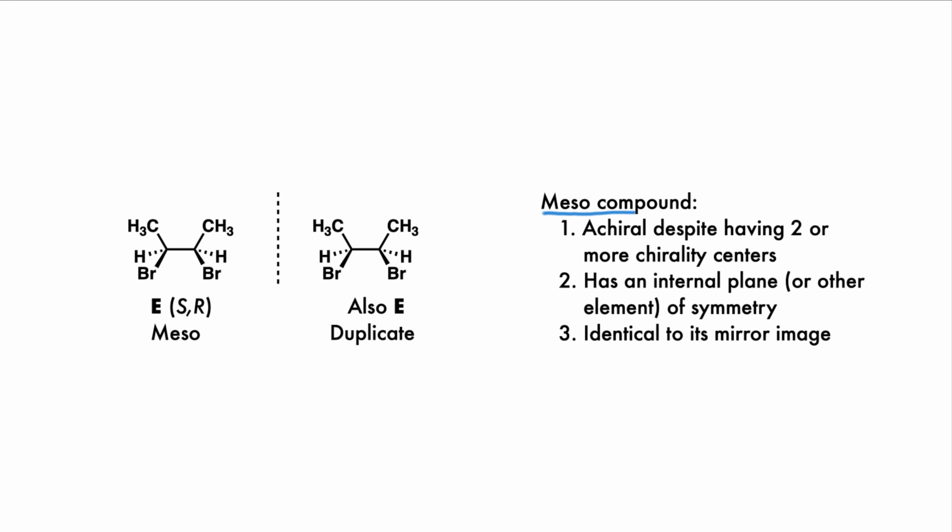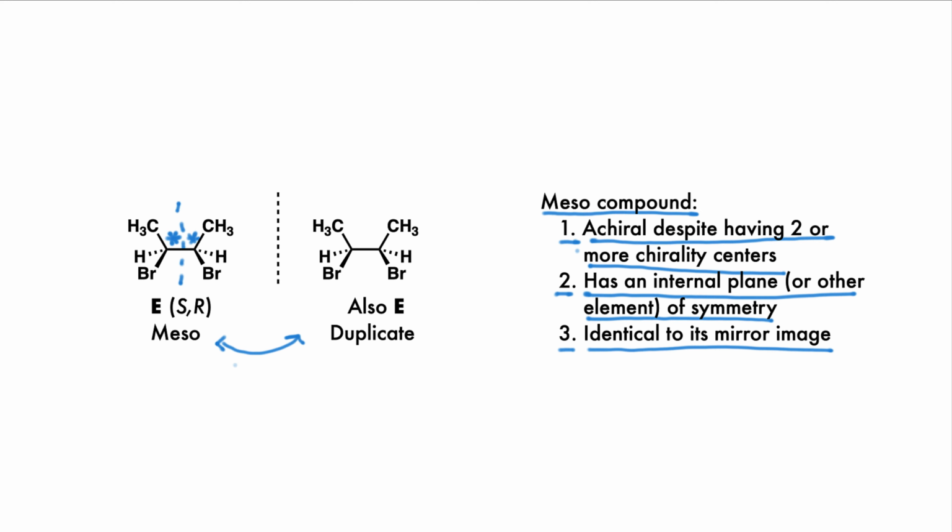A meso compound has the following characteristics. First, it's achiral despite the presence of 2 or more chirality centers. E has 2 chirality centers. Second, it has an internal plane of symmetry or some other symmetry element. Here is the internal plane of symmetry for E. And third, a meso compound is identical to its mirror image. This second drawing is the mirror image of E, and it's identical to it. That is, they are the same molecule.